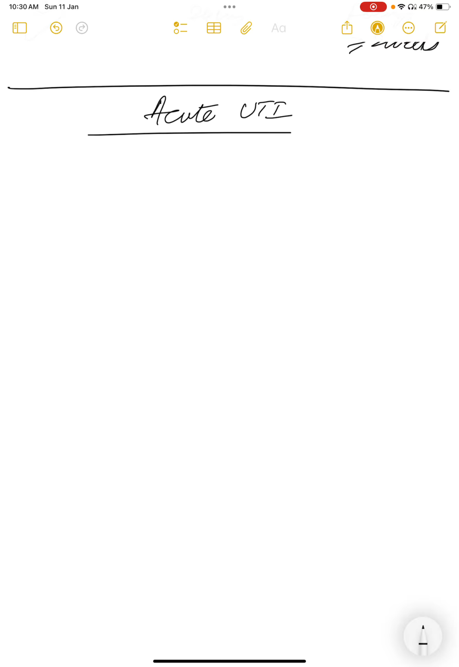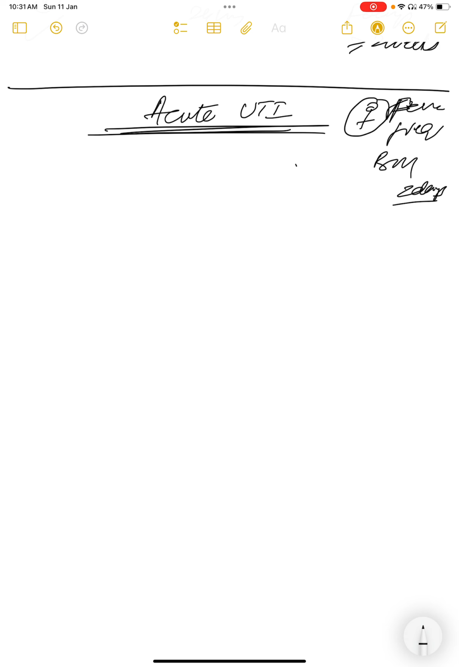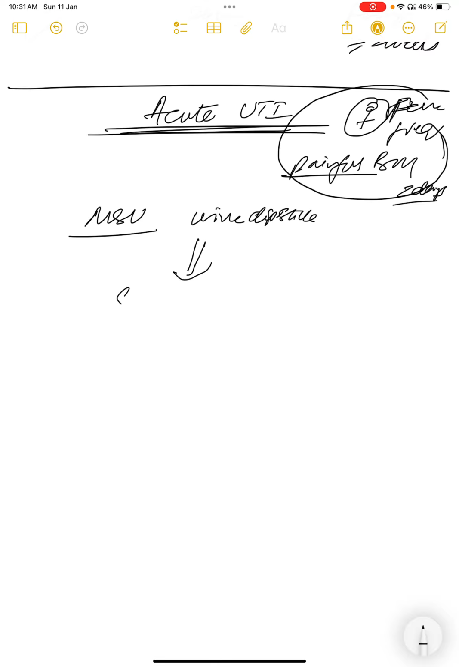Next there is one more topic, that is acute UTI. If there is acute UTI, suddenly a lady came. She's saying there is fever, increased frequency of urination, burning micturition within 2 days, and very painful abdomen. Then the first step is you will send the mixed urine sample, urine dipstick and culture. As there are symptoms, don't wait for the culture. Start antibiotics.